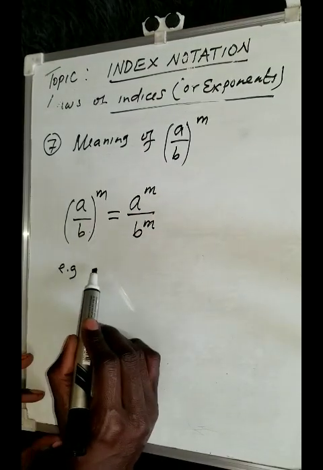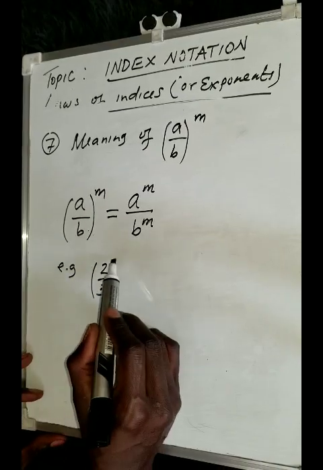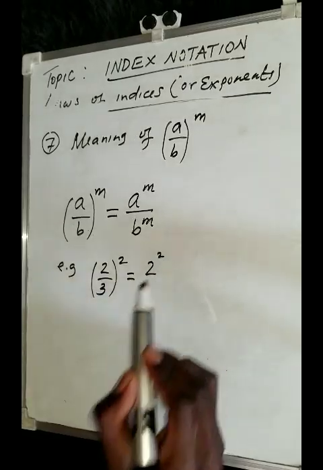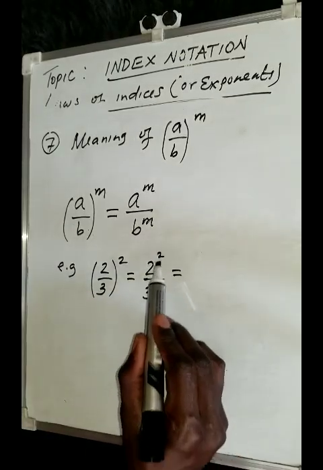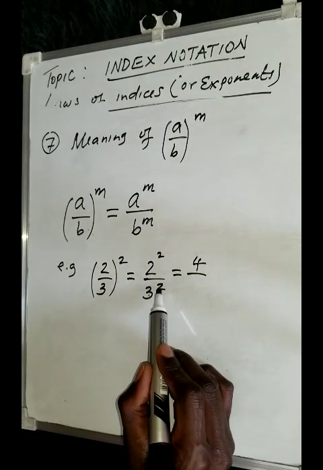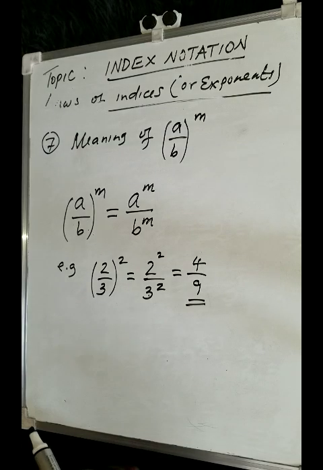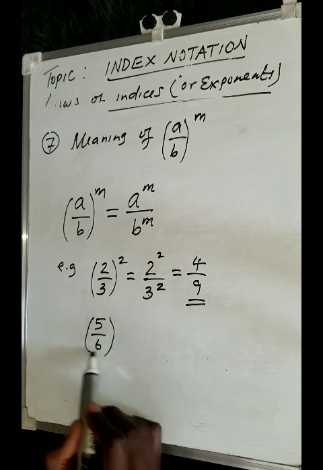What do I mean? Suppose I have 2 over 3, then I say raised to the power 2. What does that mean? Well, it simply means 2 raised to the power 2 over 3 raised to the power 2. You can work out 2 raised to the power 2, that's 4, and 3 raised to the power 2, that will give you 9. That's what we mean there. What about if you have 5 over 6 raised to the power 2?